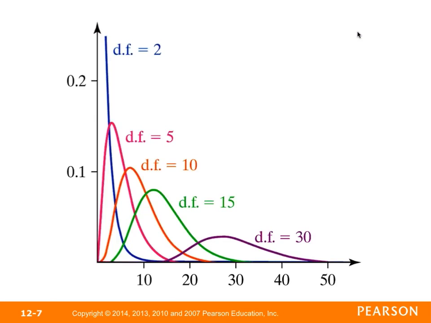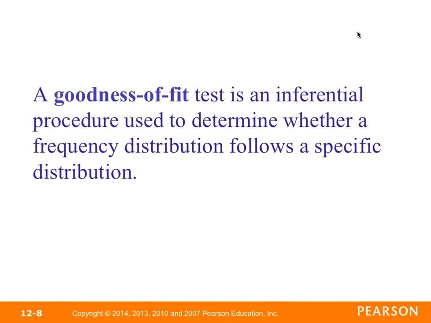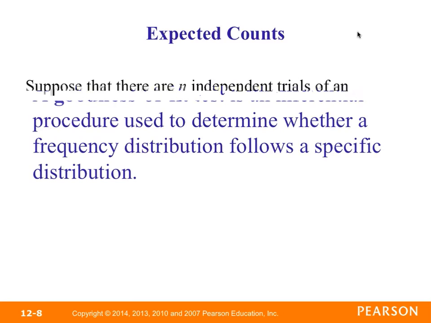So here are some examples of chi-square distributions with various degrees of freedom. You can see as we have more and more degrees of freedom, we have something that starts to approach something that is symmetric, even though it's still a little bit skewed to the right. A goodness of fit test is an inferential procedure used to determine whether a frequency distribution follows a specific distribution. So the first thing we need to talk about is expected counts.